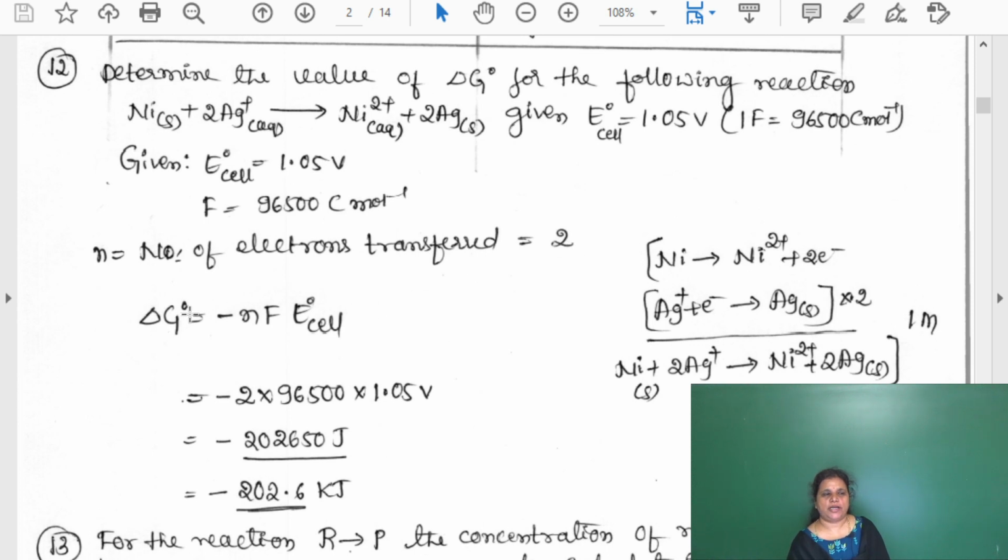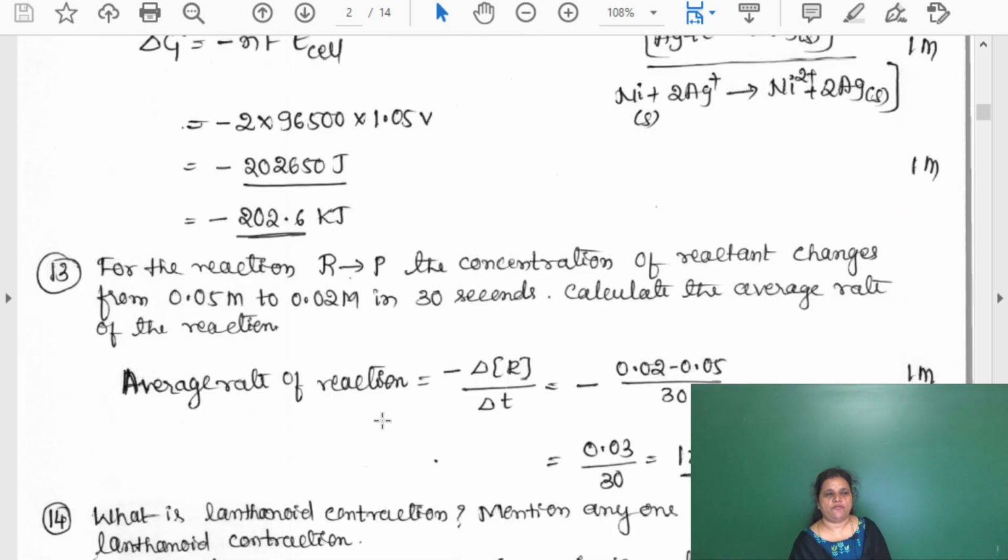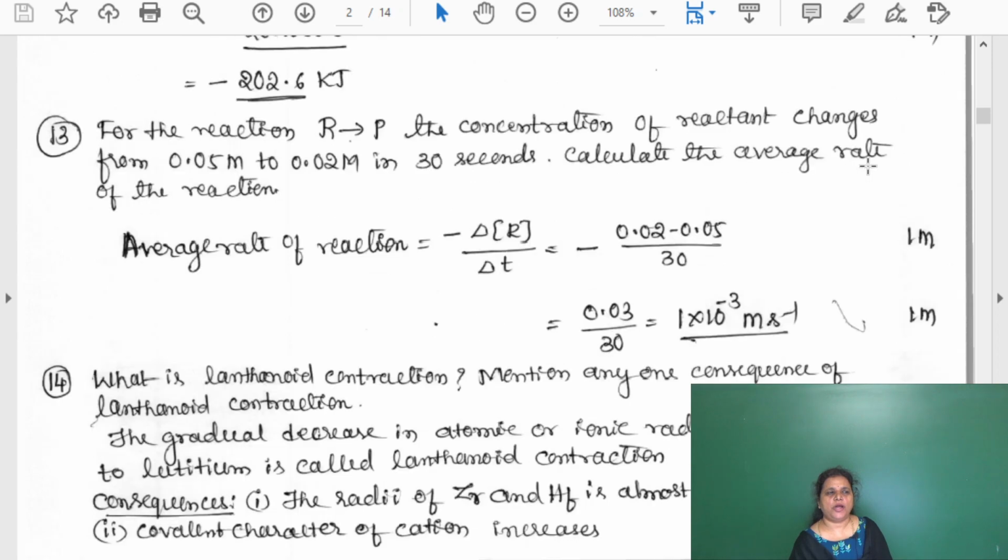Write the formula delta G naught is equal to minus nF E naught of the cell. Substitute the correct values. After writing the formula and correct substitution, it carries 1 mark. Simplify and give the value with the unit, and that carries 1 mark. You need not write it in kilojoules, you can write it in joules also, that is also correct and that carries 1 mark. So move on to the next question.